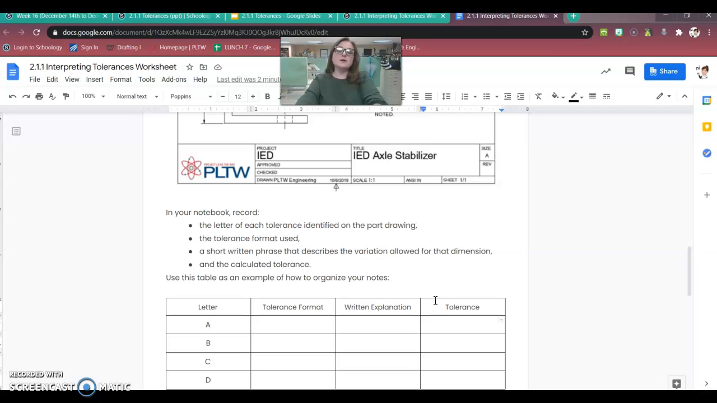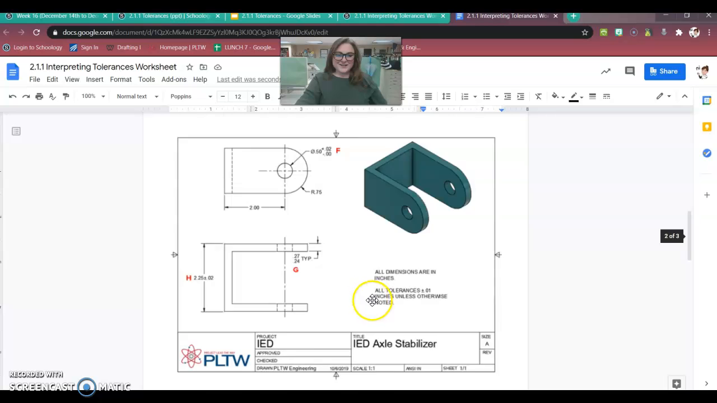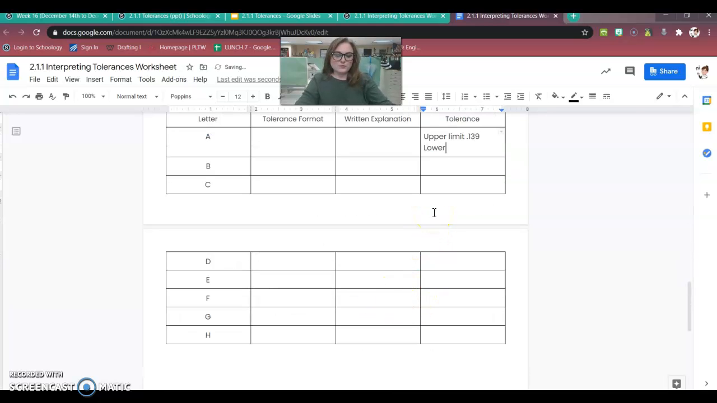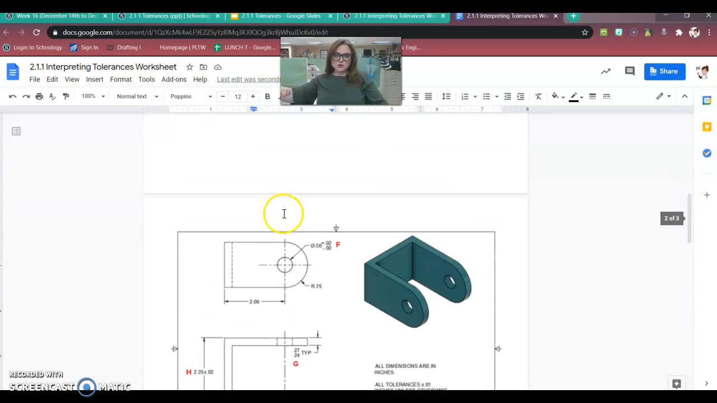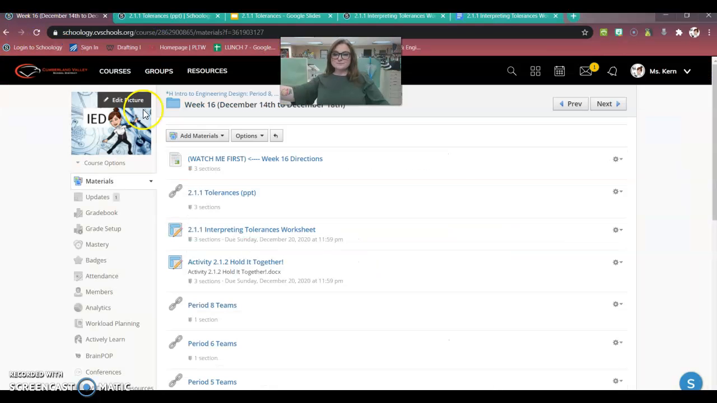So you would put the upper limit would be, and I have to go back up and look again because I don't remember, 0.138 plus 0.001, so 0.139. The lower limit would be minus that, so 0.137, because our tolerance is plus or minus to that 0.138. Don't forget to put those two in, and then you do that for every letter there. Not too bad.